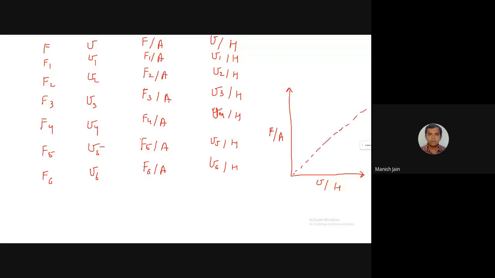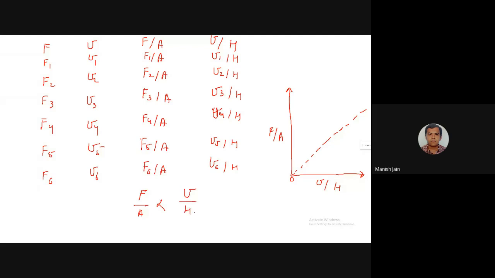Okay, and that straight line will pass through the origin O. So you will get a straight line which will pass through the origin O. So from this experiment you can say that F by A is proportional to V by H.